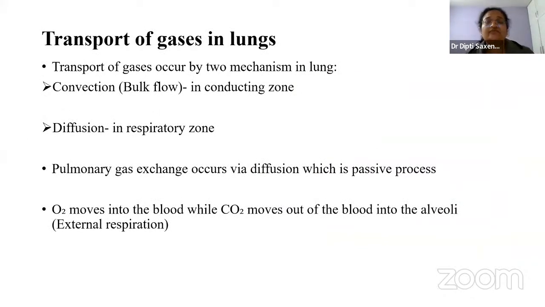Now, the transport of gases occurs by two mechanisms in the lung. We have seen the laws which govern the influx of air. Let us see how the transport of gases occurs in lungs. There are only two important transport mechanisms. One is convection, which is seen in the conducting zone and allows the bulk flow of the gases. Second is diffusion, which occurs in the respiratory zone. Diffusion is the important process responsible for pulmonary gas exchange, while convection occurs in the conducting zone only. Oxygen moves into the blood while carbon dioxide moves out of the blood into the alveoli. This is known as external respiration because it is in contact with the external environment. When this exchange occurs at the level of tissues, it is known as internal respiration.